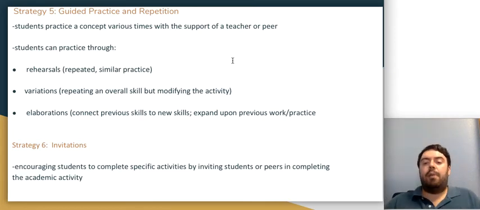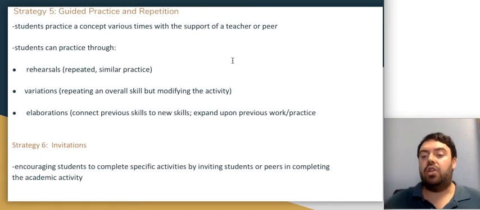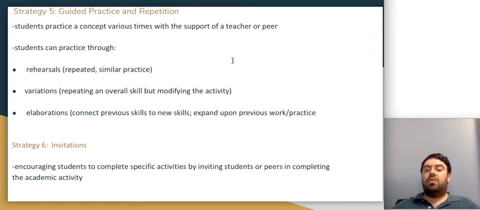So in the guided practice and repetition strategy, students are obviously practicing several times, but there are different stages. You could have rehearsals, where students do repeated practice that's very similar, and the task becomes almost automatic. Another way to practice could be variations, where students use the same skill but with multiple representations. They use it in different contexts.